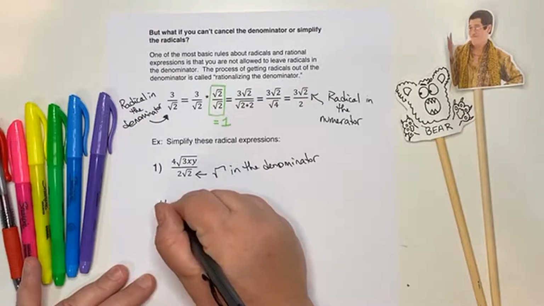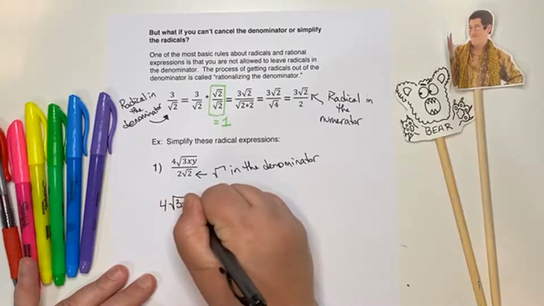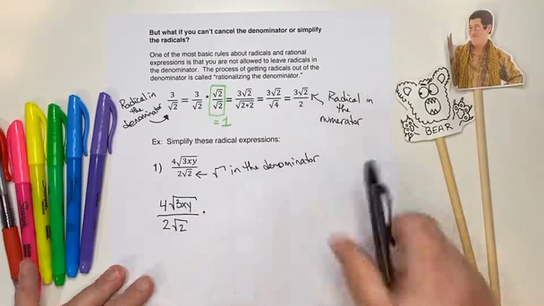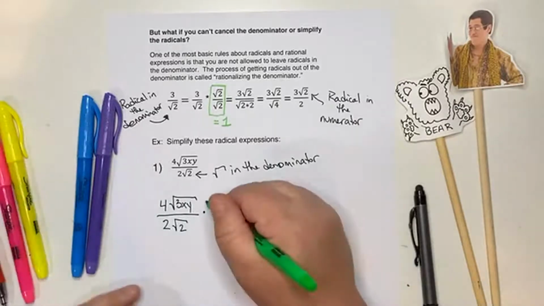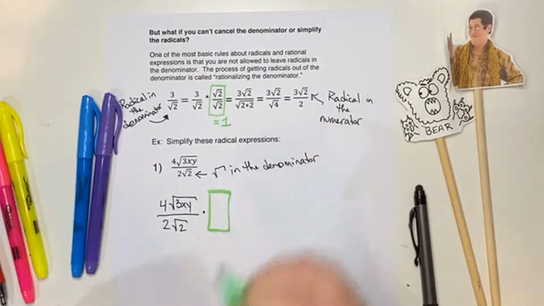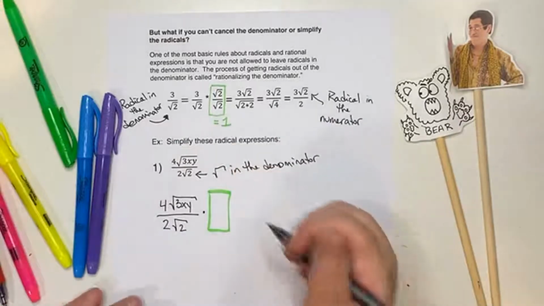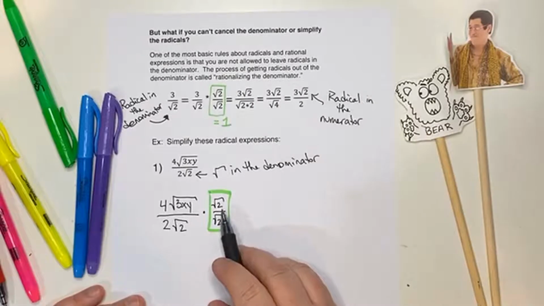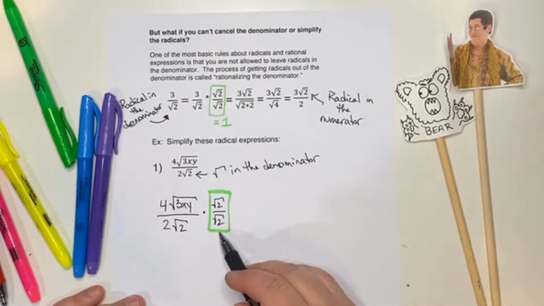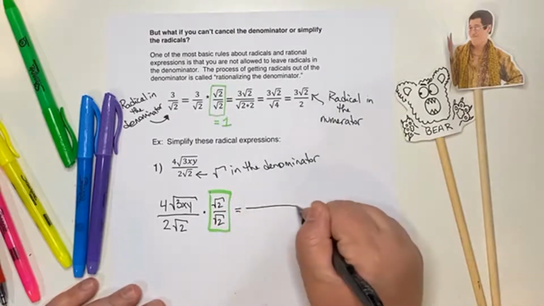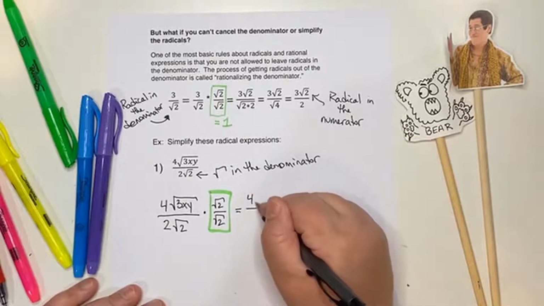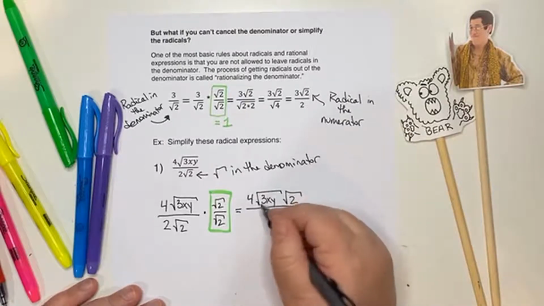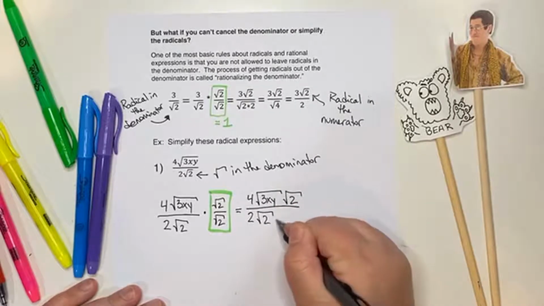So what does that even mean? Well, I'm going to take this 4 times the square root of 3xy all over 2 times the square root of 2. And I'm going to multiply by, just like before, radical 2 over radical 2. Now it has to be times 1. It has to be the same thing top and bottom. Up on top, I get 4 radical 3xy radical 2. Down in the denominator, I get 2 radical 2 radical 2.